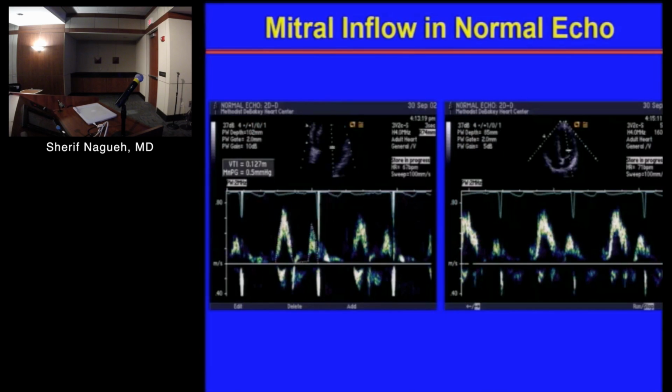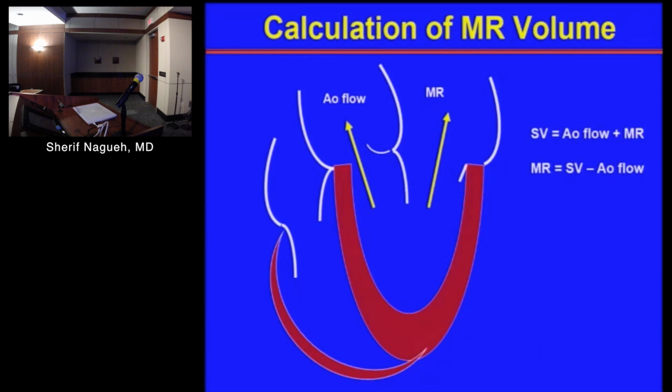For the mitral valve, we record flow at the level of the annulus and at the level of the tips. You need both of them. The annulus for quantifying flow, the tips for looking at diastolic function parameters. This is how we can use these concepts to quantify mitral regurg volume. There will be other talks on these, but this is just to show you how this continuity equation applies.